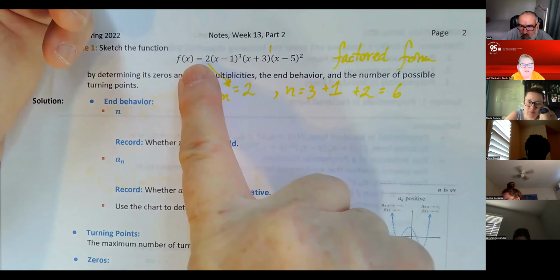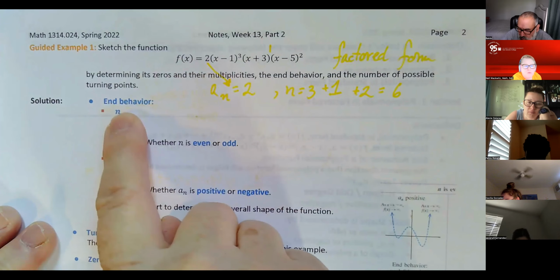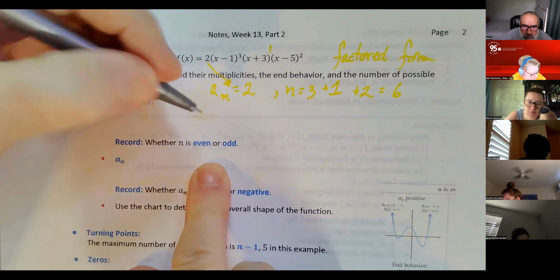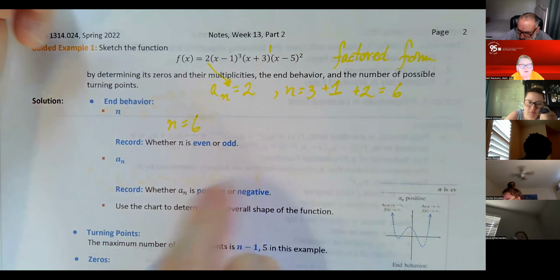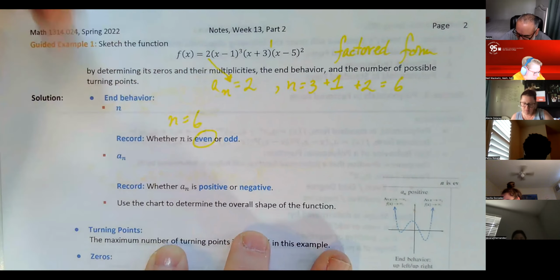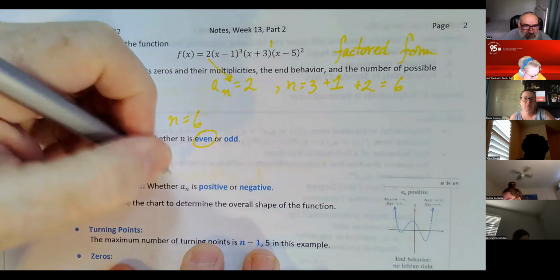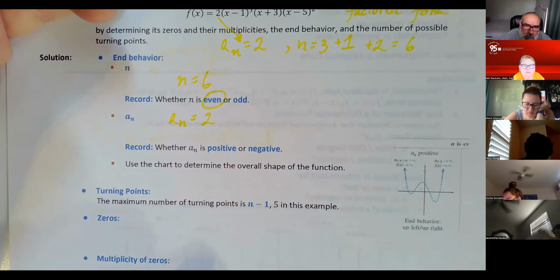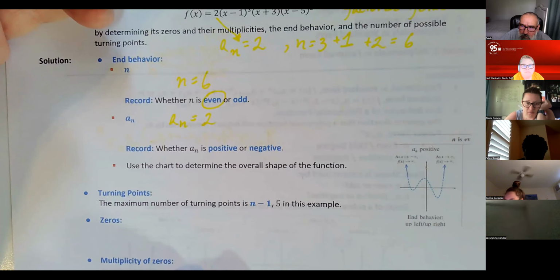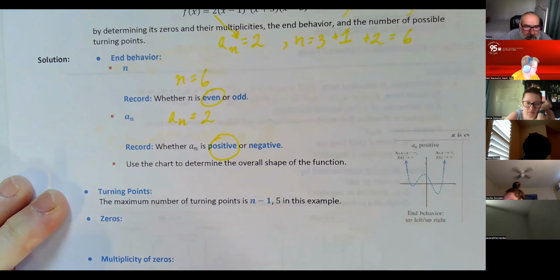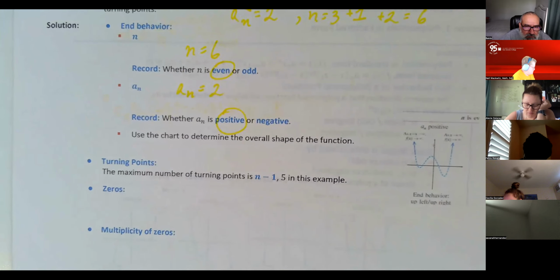So n is equal to 6. A sub n is equal to 2. For n, all we care about is, is n even or odd? Well, here, n is equal to 6. Is it even or odd? Even. Good. A sub n is 2. Is a sub n positive or negative? Bigger than 0. That's right. Very good. So now we look at our chart.